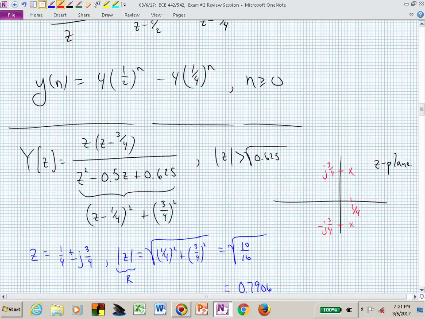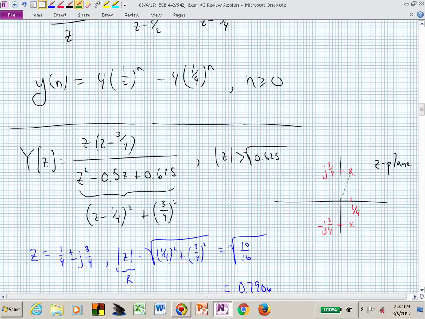And you could now sketch the picture if you wanted to. You could say, oh, there, I need to find the hypotenuse of that right triangle with a real part of 1/4 and a vertical, an imaginary component of 3/4. And that now gives you a radial distance of almost 0.8. But that now tells you where it lives relative to the unit circle.